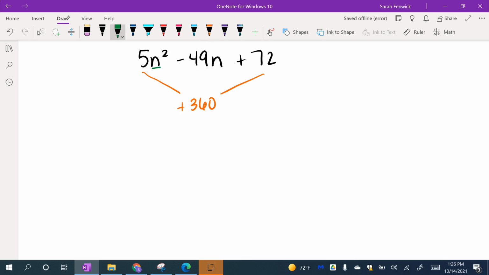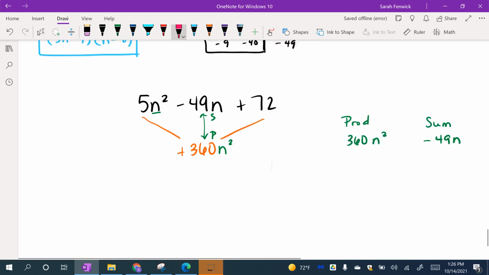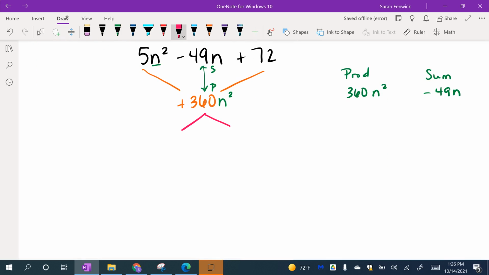So see how this had an n squared? Let's put that there. So we already know we're looking for a product of 360n squared, and a sum of negative 49n. Okay, see how they line up right here? Product, sum. We already know that the numbers we're going to use from our chart were negative 9 and negative 40. Now when I split this up into negative 9 and negative 40, in order for them to add up to 49n, they both have to have an n. That also works so that when they multiply, they equal n squared.